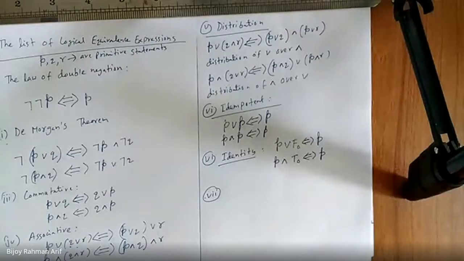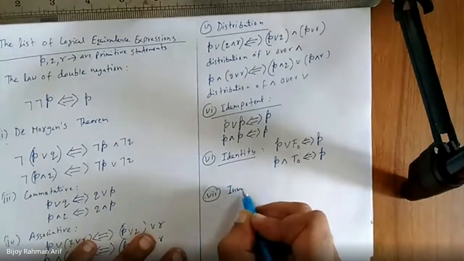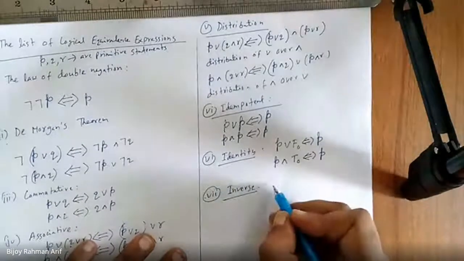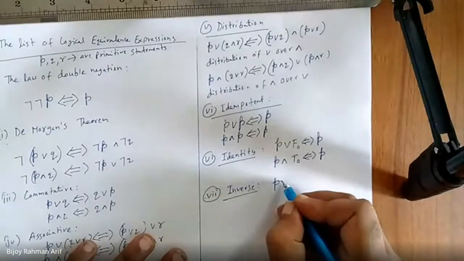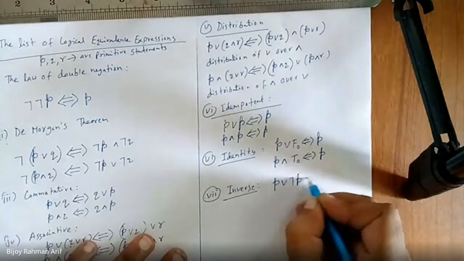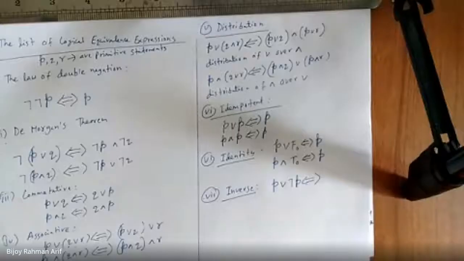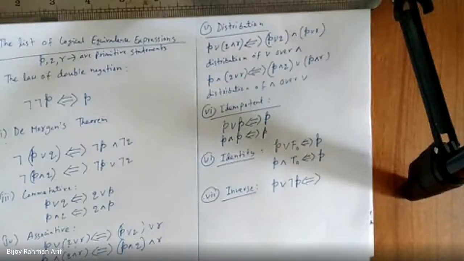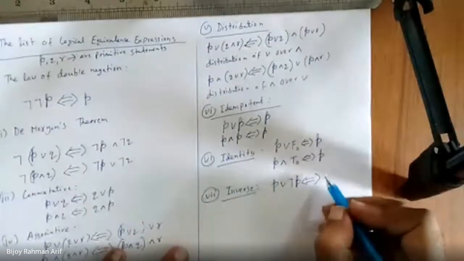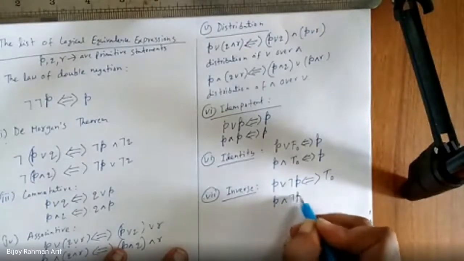Then inverse. P or not P, what would be the answer? Not P. No, why would it be not P? P or not P would always be true. So it would be T not. Exactly, sir, that's what I said, T not. And P and not P, what would be the answer? It is always false. F not. Yes.